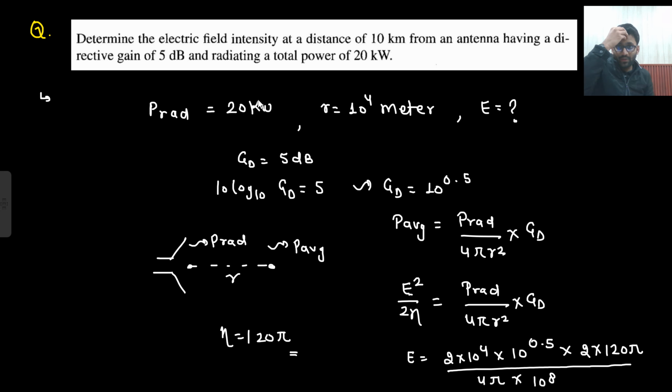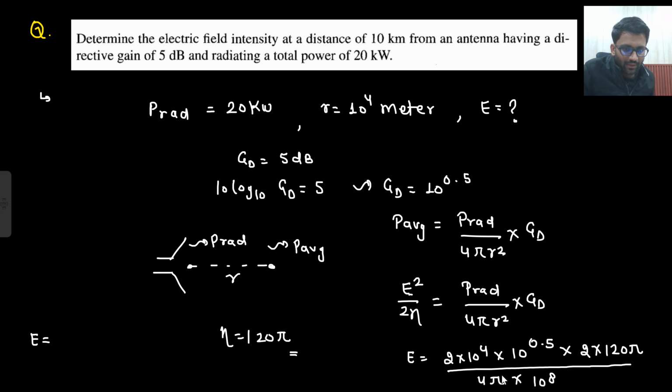P radiated I have written 2 into 10 to the power 4 into GD. What is GD? 10 to the power 0.5 into 2 into 120 pi divided by 4 pi divided by R. R is 10 to the power 8. Well and good. So from here I will get the value of E. So let's check what value we are getting.